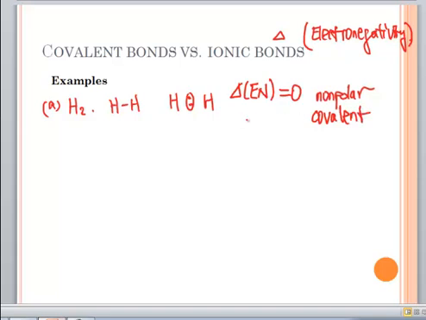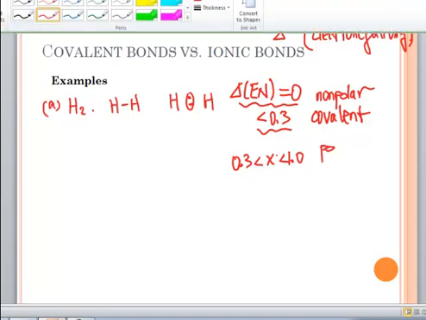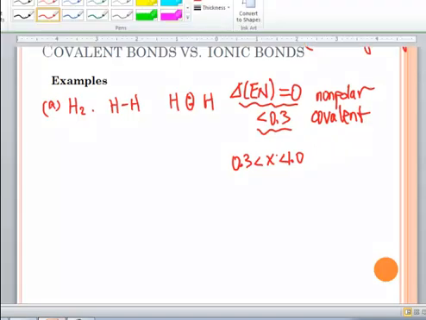So the rule of thumb is if it's less than 0.3, we call it nonpolar covalent. If x, the difference of electronegativity, is between 0.3 and 1.0, we call it slightly polar covalent.